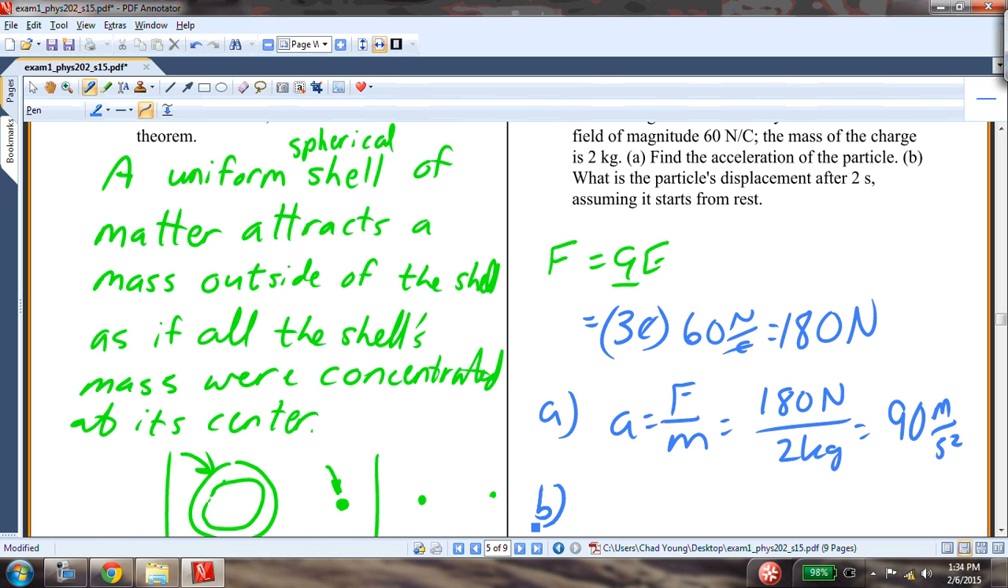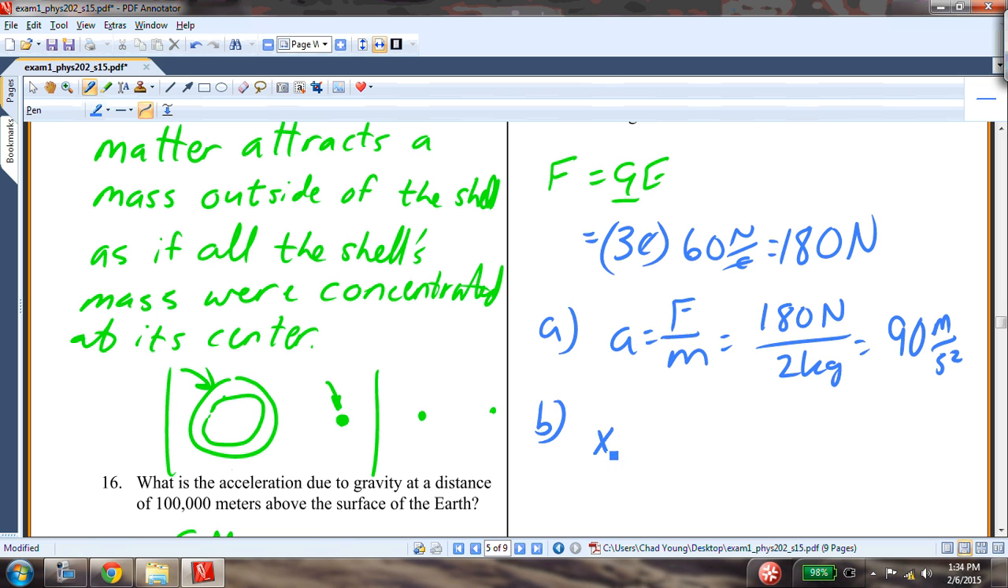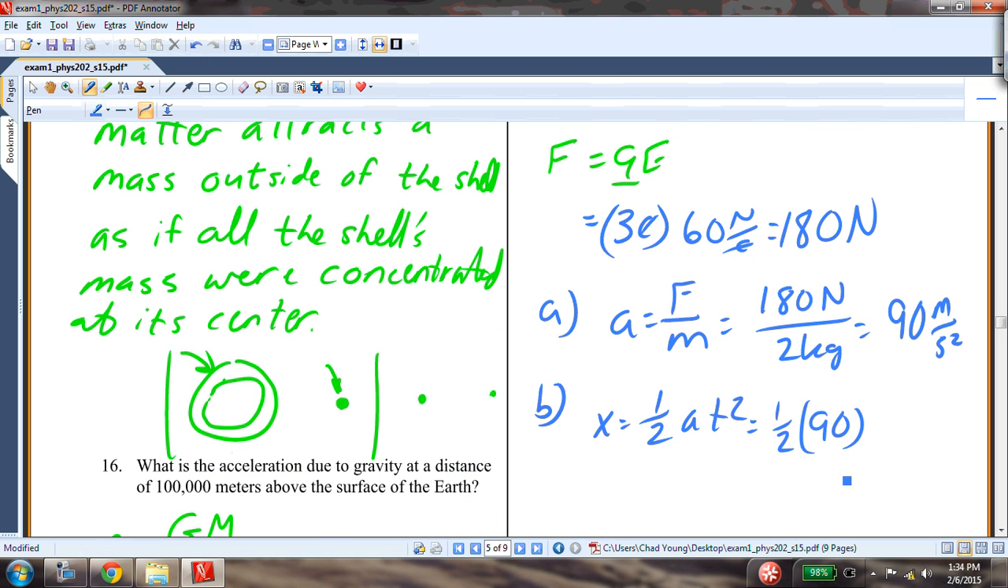And then in part B, I want to know what is the displacement. But x is just 1/2 a t squared. That's 1/2 of 90 times t squared, where t was 2 seconds. That's 180 meters.